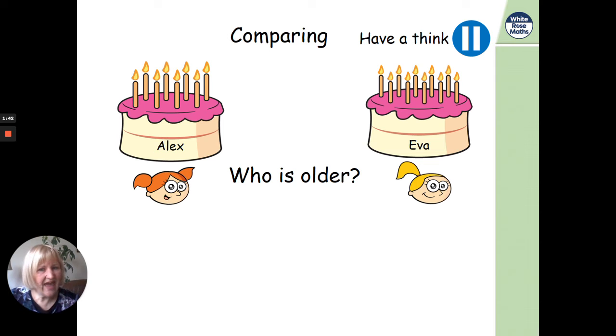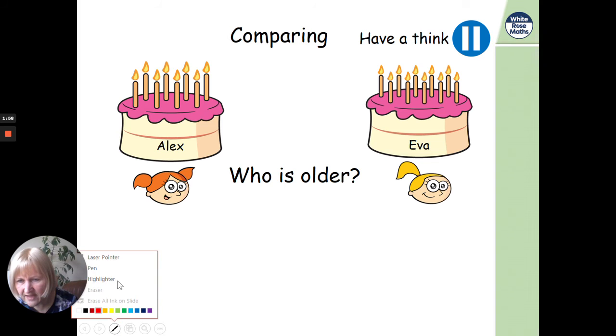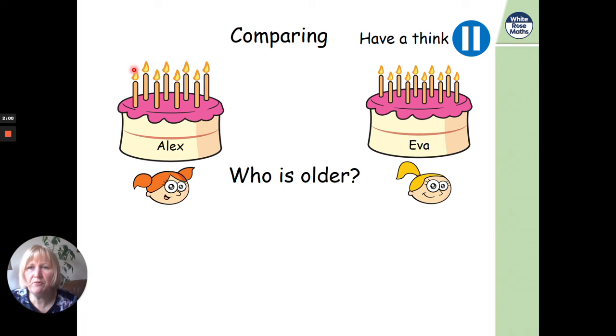Time to learn. 2 birthday cakes. Alex's cake is here and Eva's cake is on this side. And the question is, who is older, Alex or Eva? We'll have to count the candles, won't we? Let's get the laser and count them.